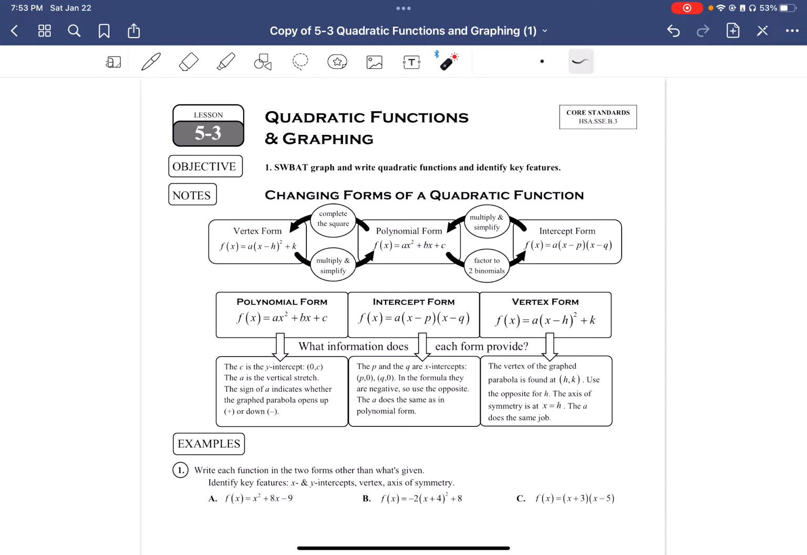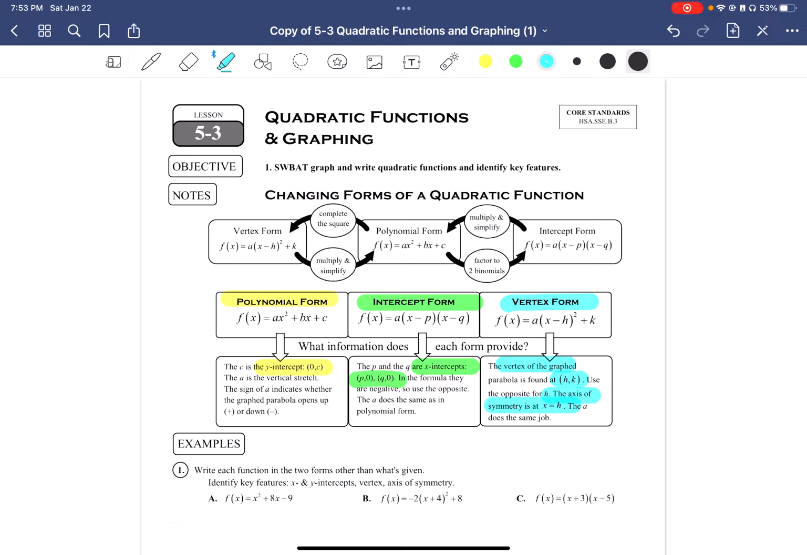As a review, so far in this unit, in 5.1, we've learned about the three different forms of quadratic functions and the key information that we can get from each form. In polynomial form, we can find the y-intercept easily. We can find other things, but that's what we can get easily. In intercept form, we can find our x-intercepts easily. And in vertex form, we can find our vertex easily. We haven't talked about it a lot, and we'll go over it today. We also can find the axis of symmetry.